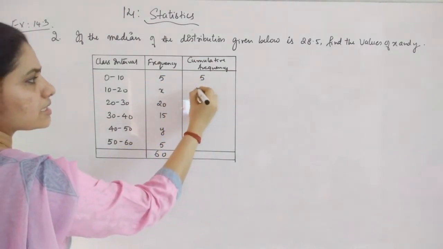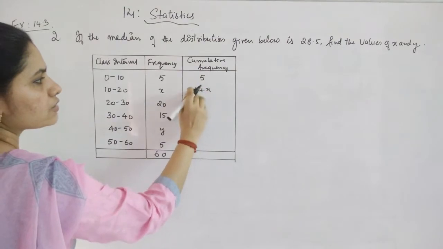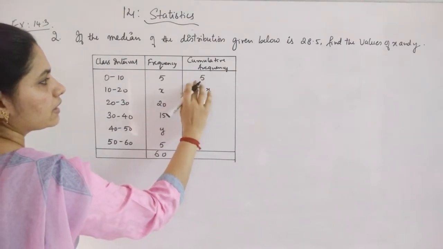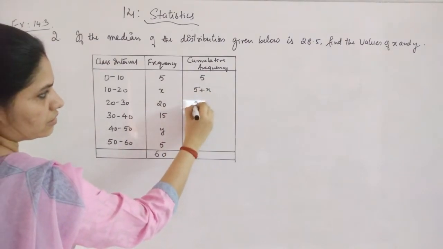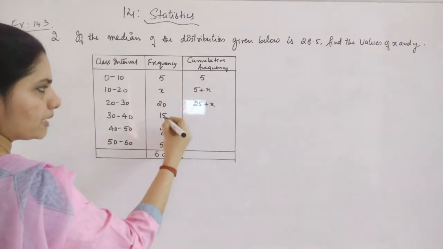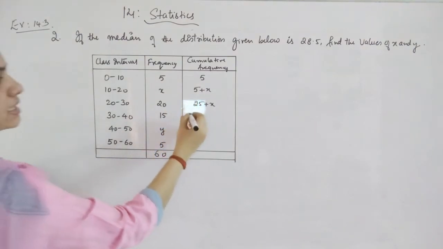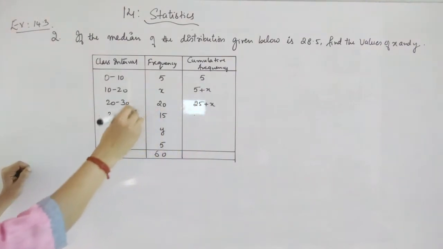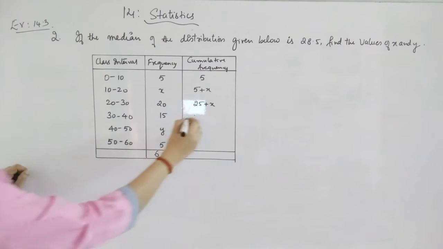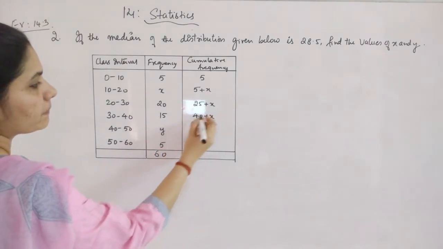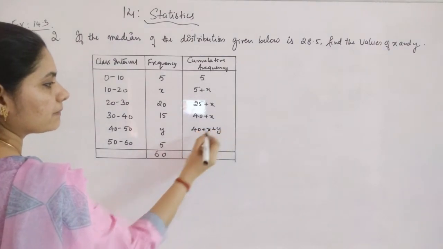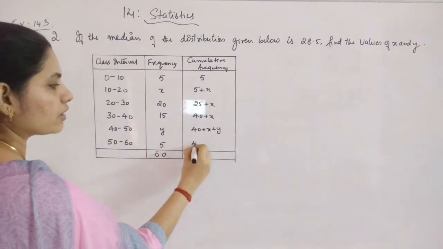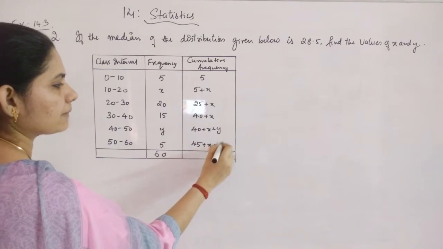Cumulative frequency means next you have to add 5 with x. So it is 5 plus x. Then you have next thing, that is 20 plus 5 plus x. So you'll get 25 plus x. Then 25 plus 15 plus x, which is how much you will get? It is 40 plus x. Then you will get here 40 plus x plus y. Again adding with 5, you will get 45 plus x plus y.